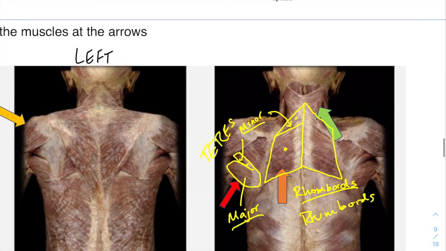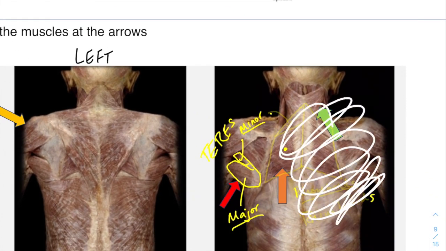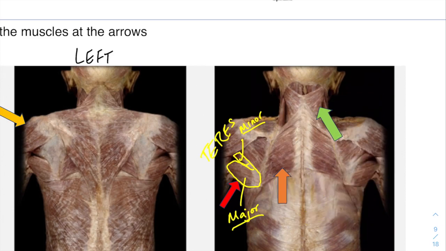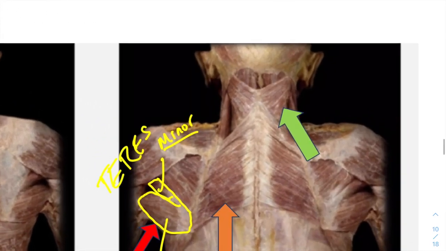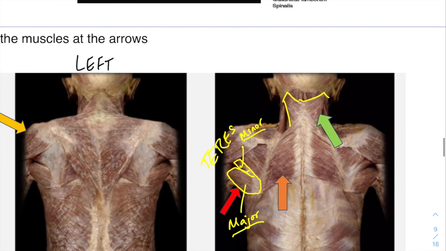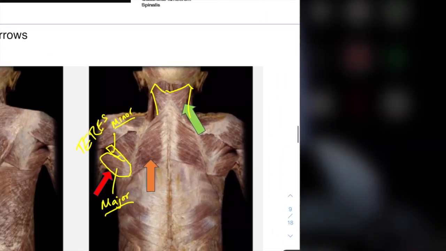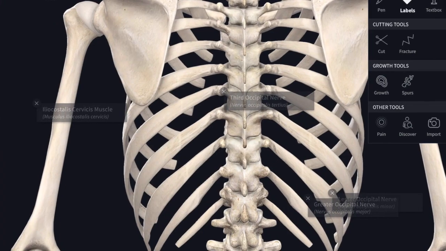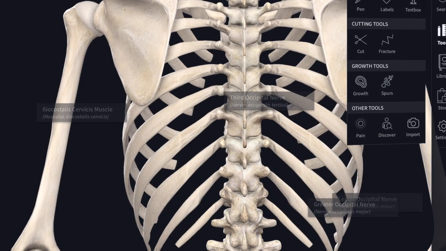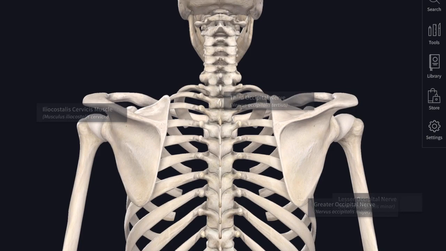So now removing all of this junk, I want to go over these muscles right here. So let me first go on to the anatomy app because that will make things even more clear, as those are much more defined.